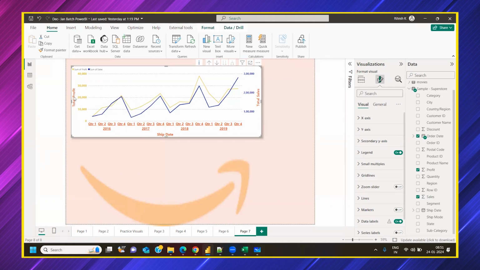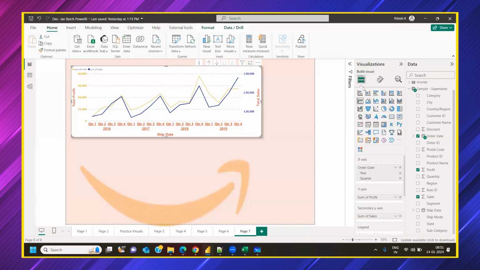You can change the title also, the total profit, the total sales. You can change these titles as well according to what color you're using. Total sales is blue, so you can change it to blue. Total profit is yellow, you can change it to yellow. This is how the formatting of a line chart should always be.